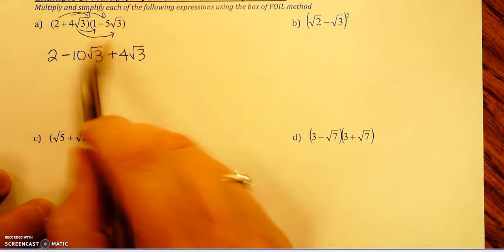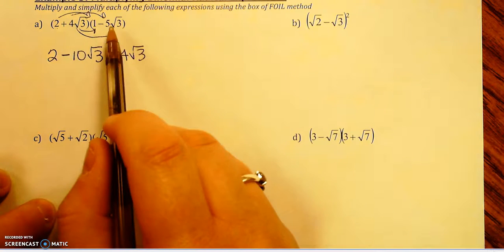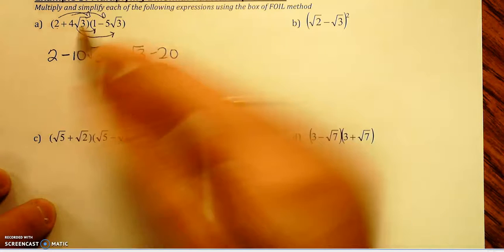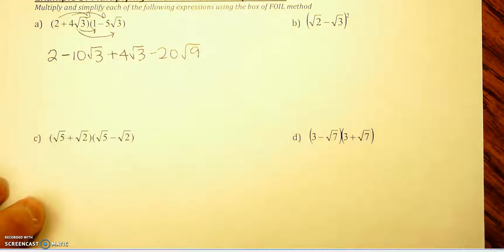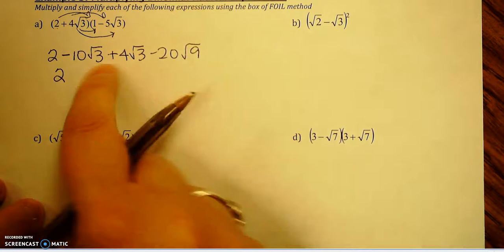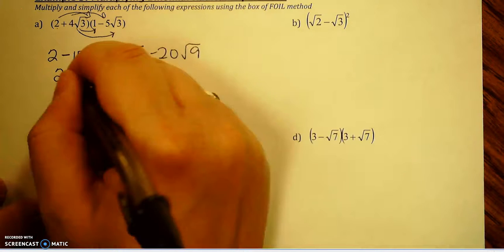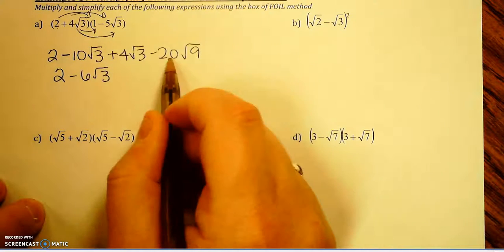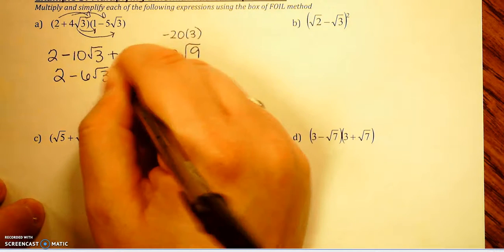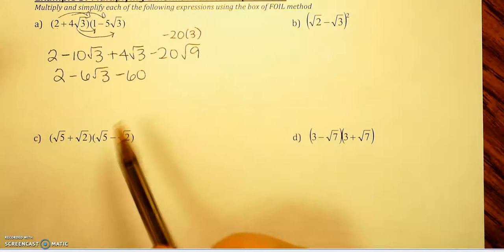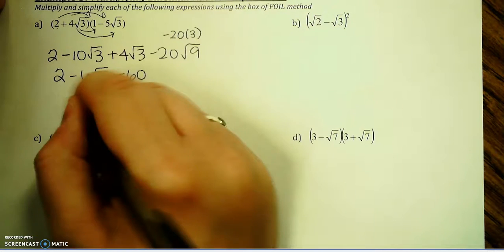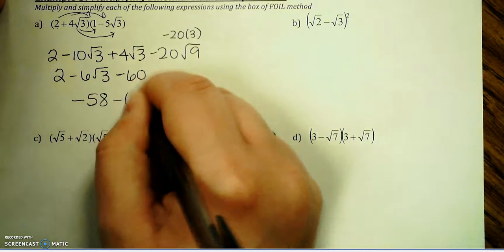And then this term on the end, 4 roots of 3 times negative 5 roots of 3, we're going to have negative 20. And then when I do square root of 3 times square root of 3, that's actually going to be square root of 9. So in the middle here, I do have like radicals. Negative 10 plus 4 is negative 6 radical 3. On the end here, what we really have is negative 20 times 3. So this is really minus 60. Only other thing I can do here is go ahead and combine 2 minus 60, negative 58, minus 6 roots of 3.